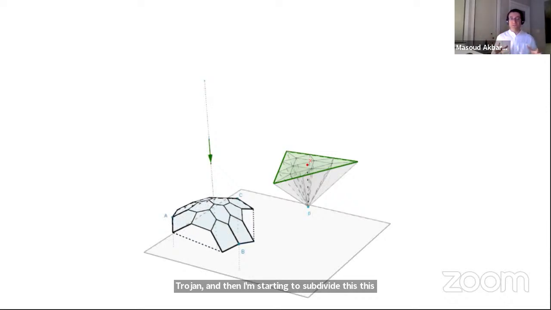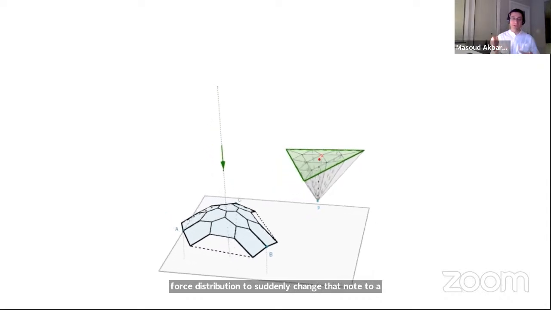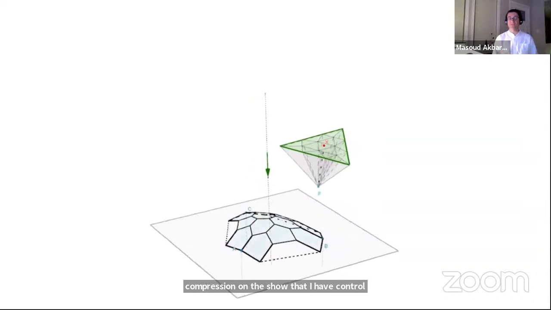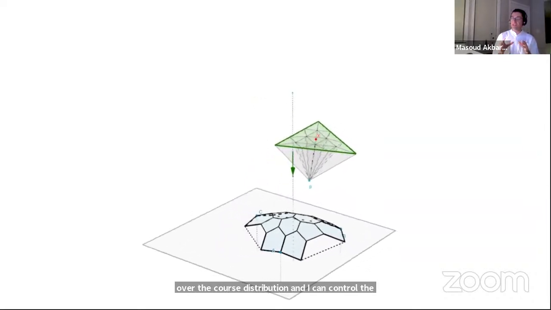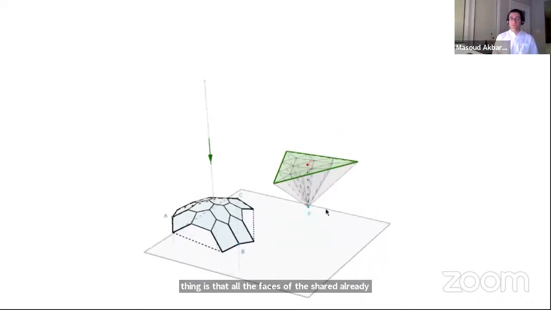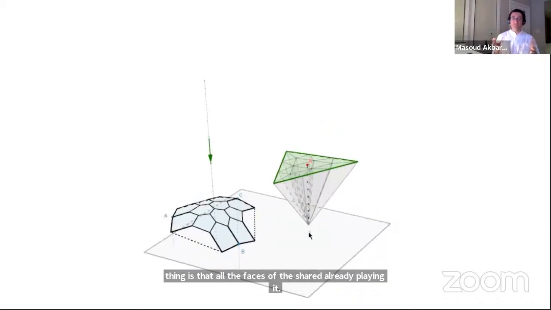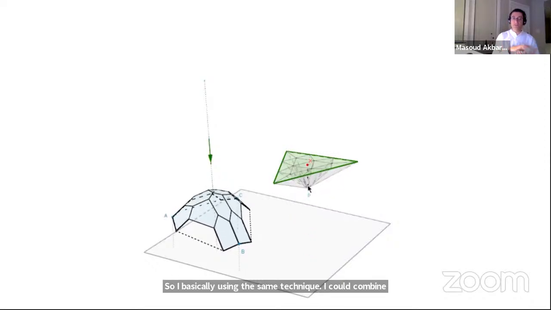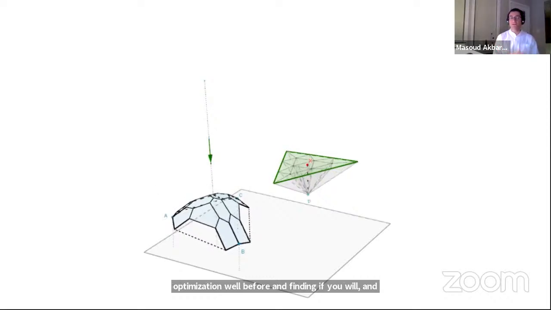to suddenly change that node topologically to a compression-only shell. I have control over the force distribution and I can control the height of the shell, et cetera, et cetera. But the most important thing is that all the faces of the shell are already planar. So using the same technique, I could combine optimization, the form finding, if you will, and the fabrication into a single process.